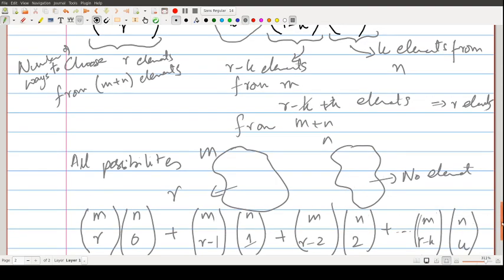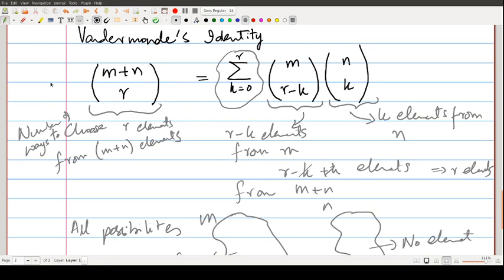And we don't have to do different cases on the left hand side, because in the left hand side the bag is all together. M plus n elements are all together, and you can just pick r elements from this bag. So that's just m plus n choose r. So does that identity make sense now? Do you understand where the summation comes from, why there is this product?